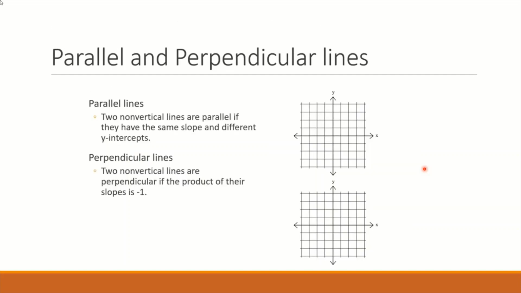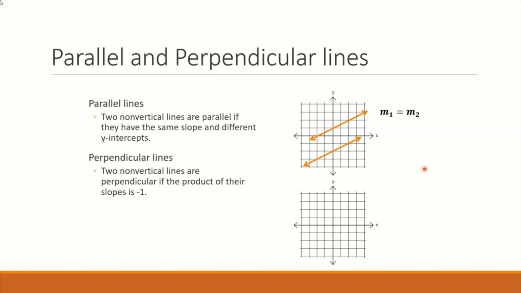So now let's look at parallel and perpendicular lines. Parallel lines are lines that do not intersect. Now they're going to have the same slope but different y-intercepts. You could just say same slope, but technically if they have the same slope and the same y-intercepts, they're the same line. So you're always comparing two separate lines here.